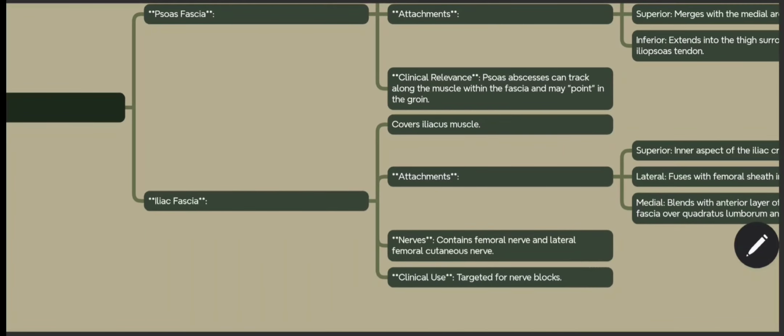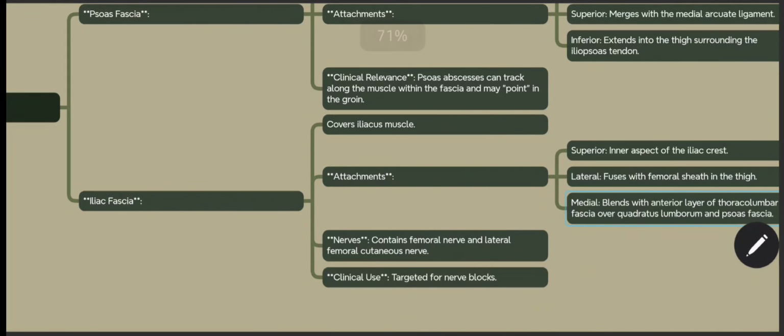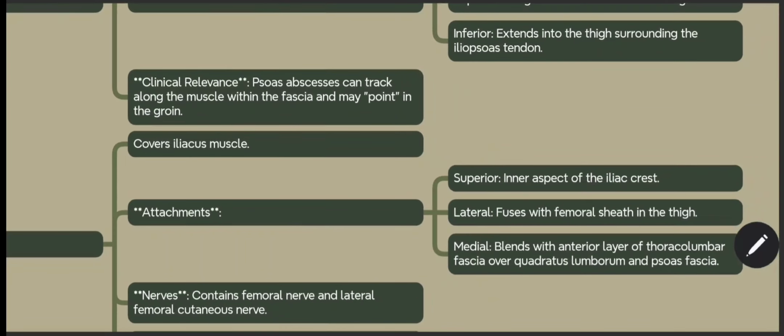Now, the second part of it, the iliac fascia. You have covered the psoas, now the iliac fascia. It covers the iliacus muscle. Its attachment superiorly is to the inner aspect of the iliac crest. Repeat with me: superiorly to the inner aspect of the iliac crest. Laterally it fuses with the femoral sheath in the thigh. Medially it blends with the anterior layer of the thoracolumbar fascia over the quadratus lumborum and the psoas fascia.